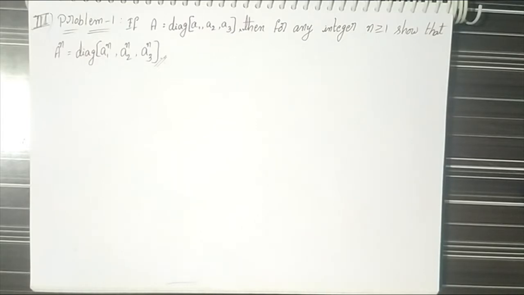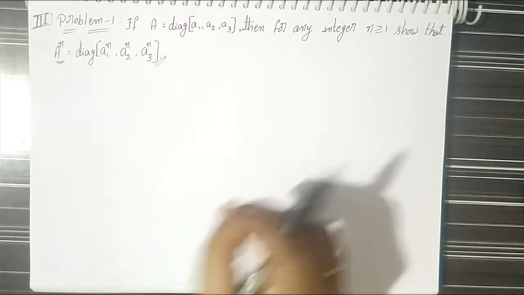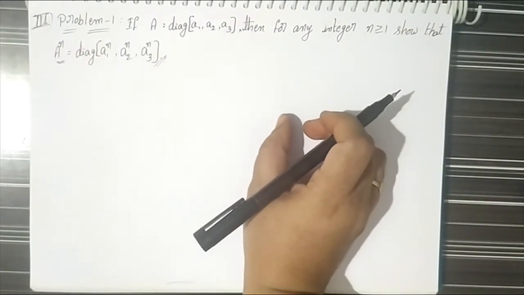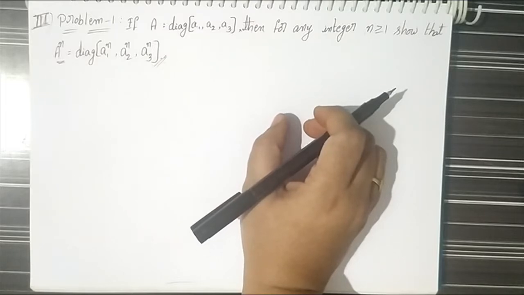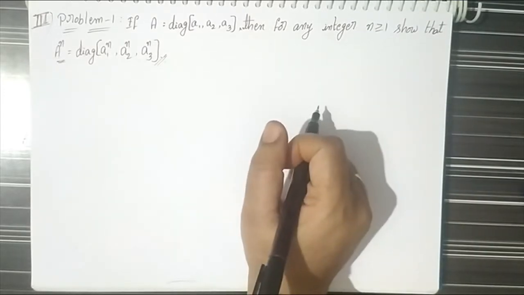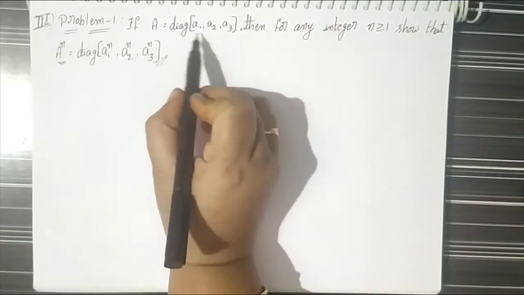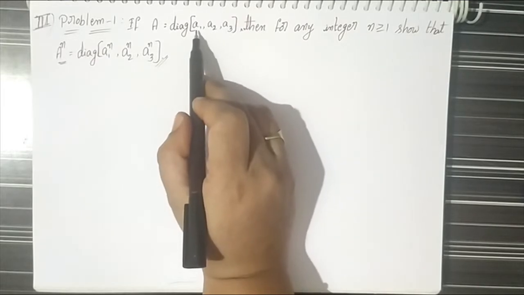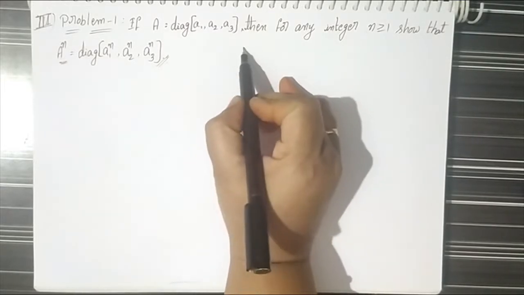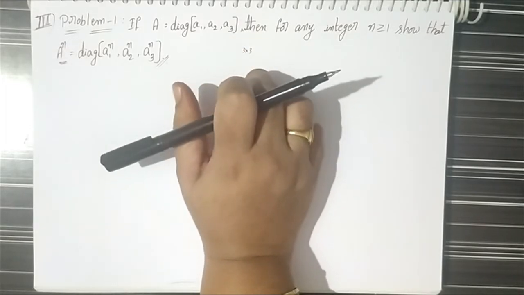In this problem, we are given a matrix and we have to show the A power n matrix. To show this, we can use the principle of mathematical induction method. First, diagonal of a1, a2, a3 means the diagonal elements are 3 elements. The given matrix is a 3 by 3 matrix and the diagonal elements are a1, a2, a3. The remaining elements are zeros.